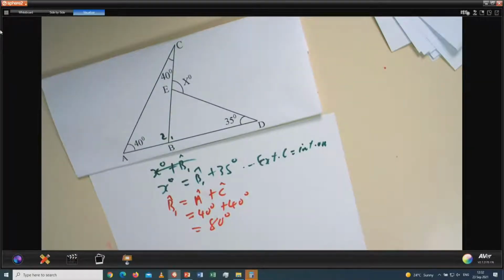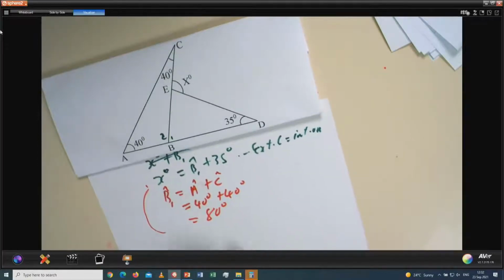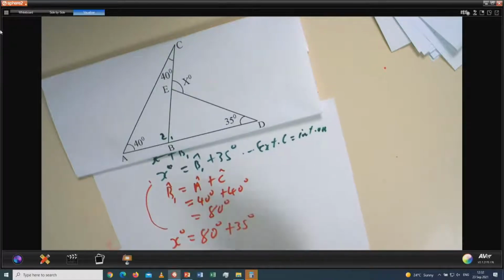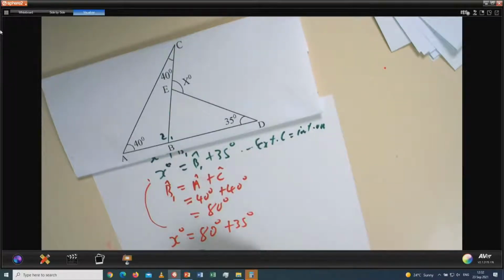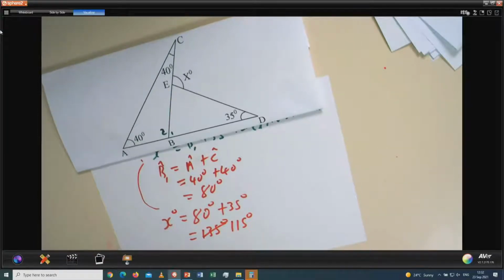Then we can easily go back there now. You see, we have solved another unknown. Maths has assisted us to solve a problem. B1 is 80 degrees. Therefore, x equals 115 degrees.